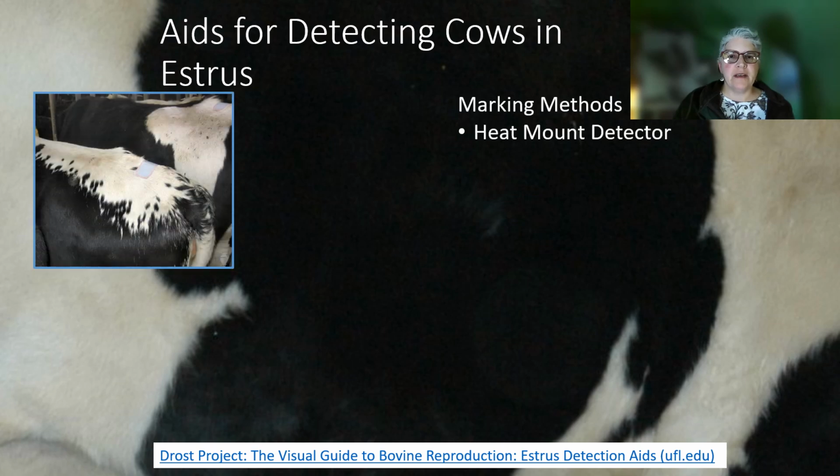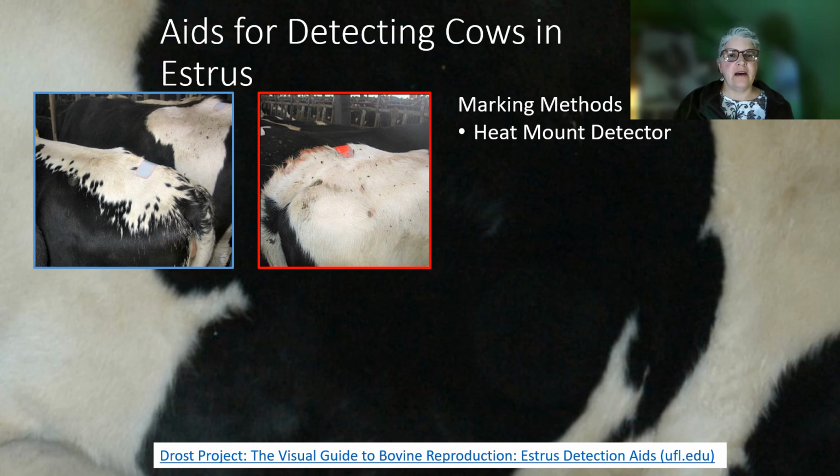So the problem with detecting estrus by observation is it's labor intensive, and you can miss it. It doesn't take that long for a cow to get mounted. So there are some aids in detecting cows in estrus. One marking method is a heat mount detector. There's this little thing stuck on the cow's rump that has a thin film on top, and if that cow gets mounted, it rubs off that film or pushes out some dye, and that makes a color that you can easily see and mark that cow as in estrus.